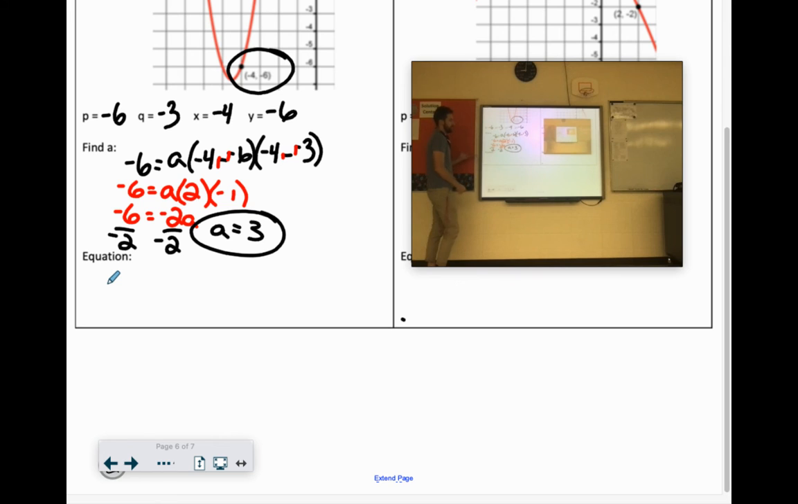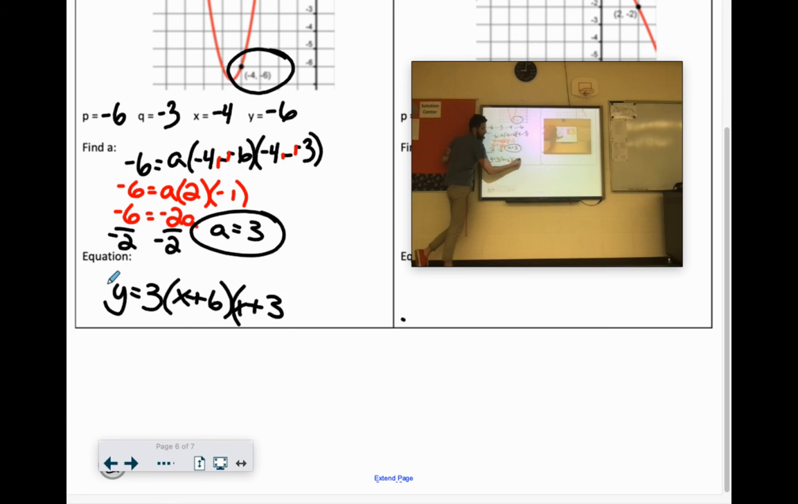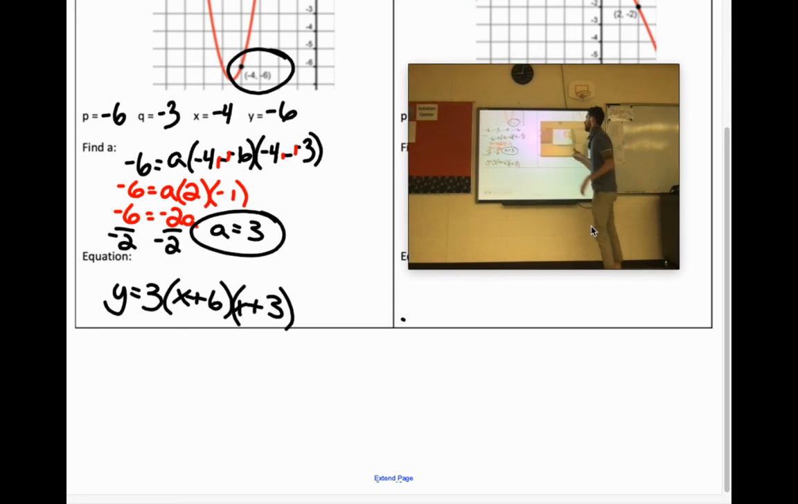Okay, so now we can drop it in the equation. y equals A, 3, times x minus, our P was negative 6, so instead of minus negative 6, we'll say x plus 6. And minus our Q, x plus 3, because it would be minus negative 3. So let's try that again.